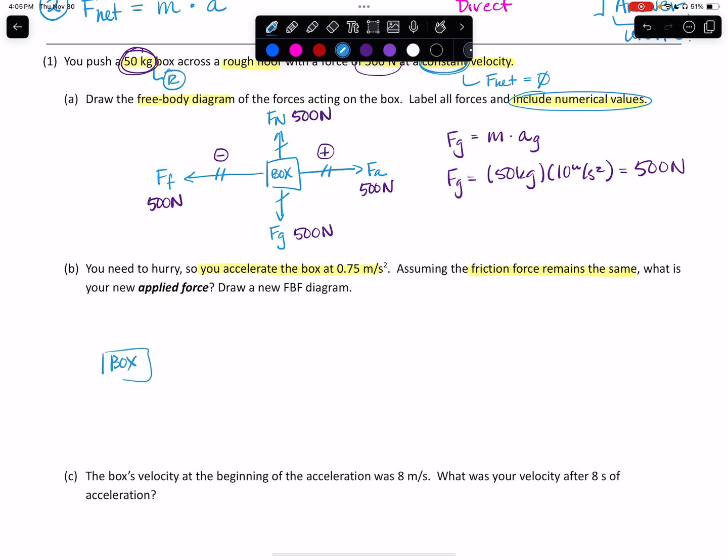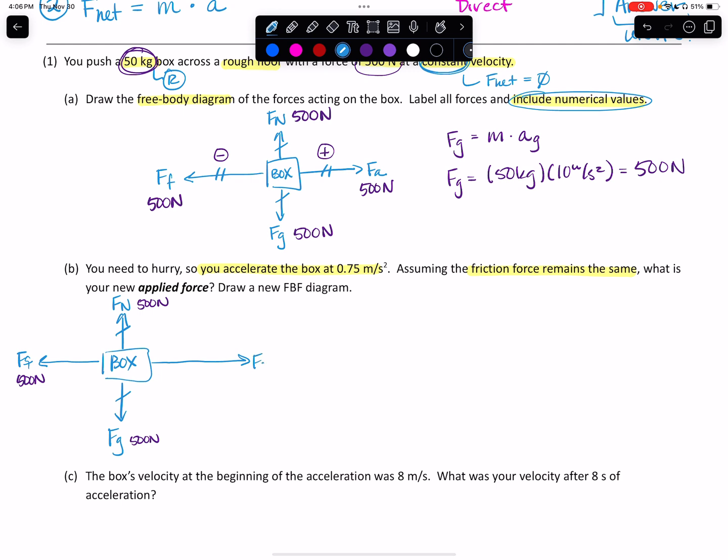All right, my gravitational force and my normal force are unchanged. They're going to be equal and opposite, and they're still going to be 500 newtons each. All right, the problem also tells me that my frictional force remains the same. All right, so it must also still be 500 newtons. All right, what must have changed here is my applied force. It has to have increased.